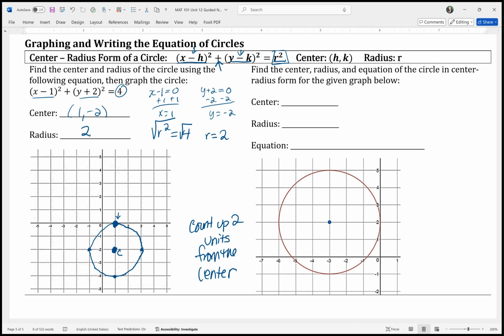Let's look at our other example, which is kind of finding the reverse. So this has find the center, radius, and equation of the circle in center radius form for the given graph. So center radius form is this generic form that I've given you here, okay? So I've been given a graph. I think let's find the center first. That's what it's asking for first.